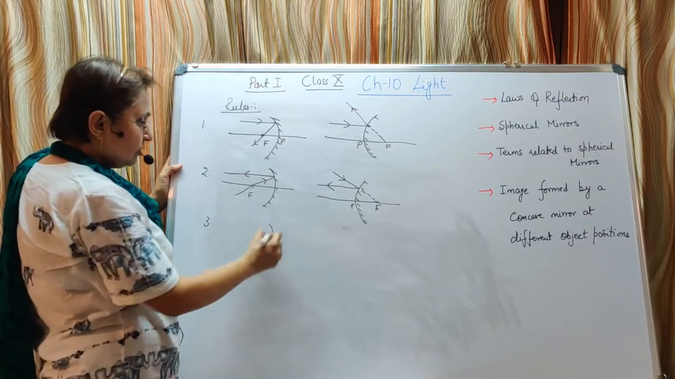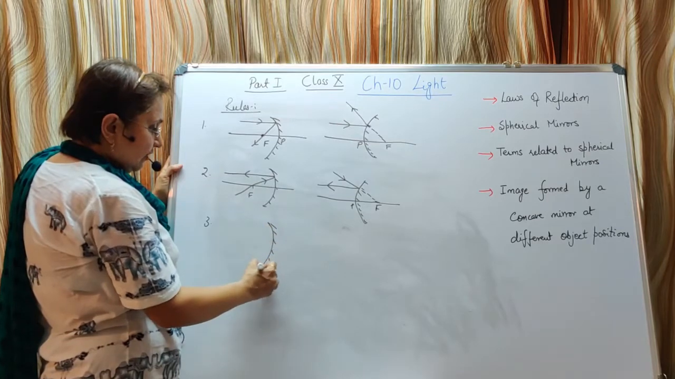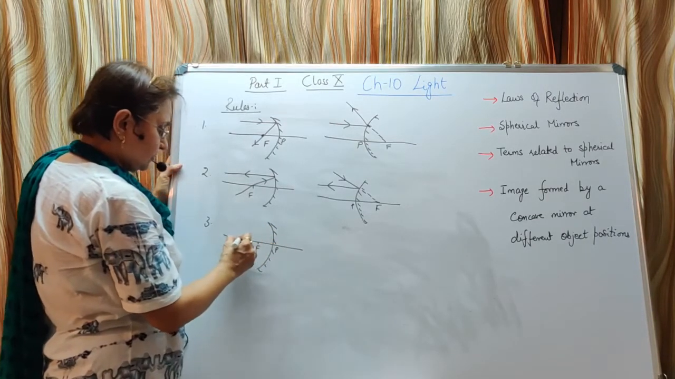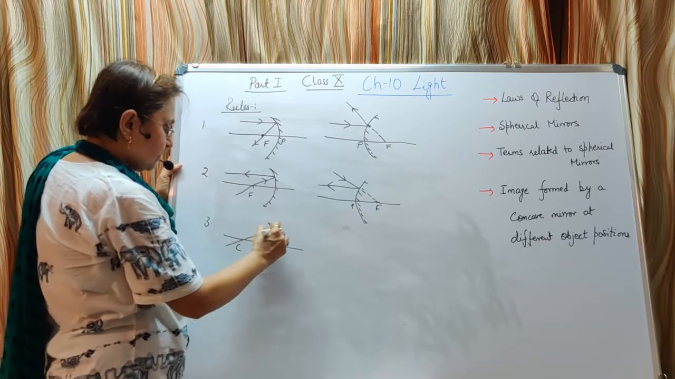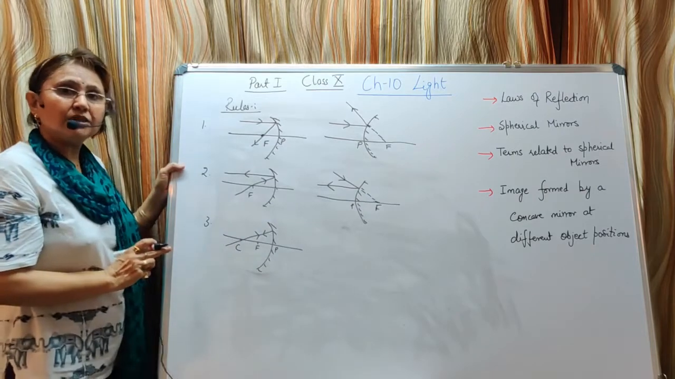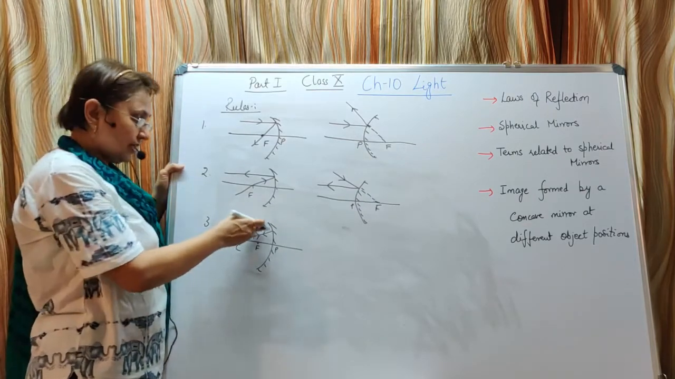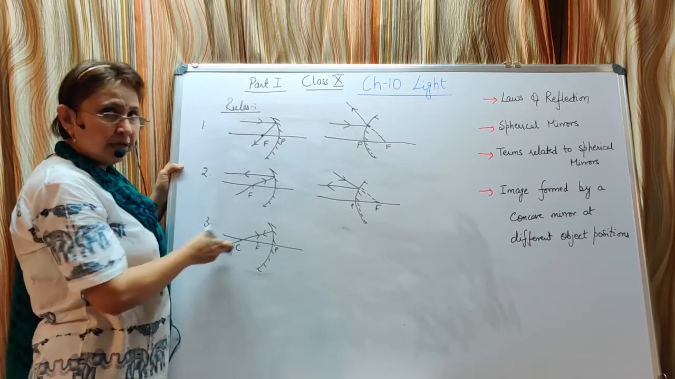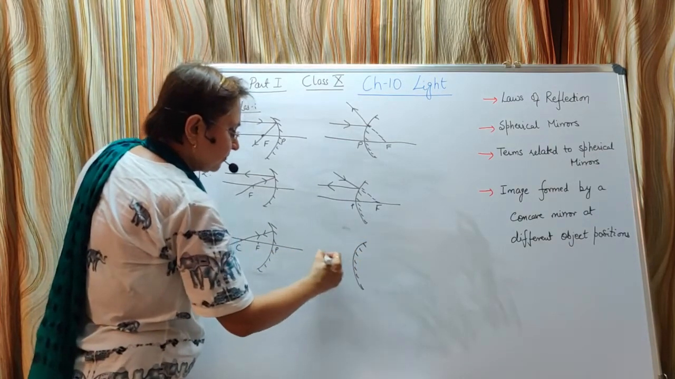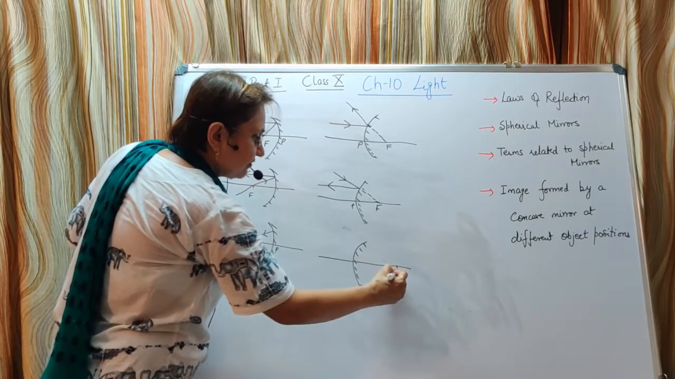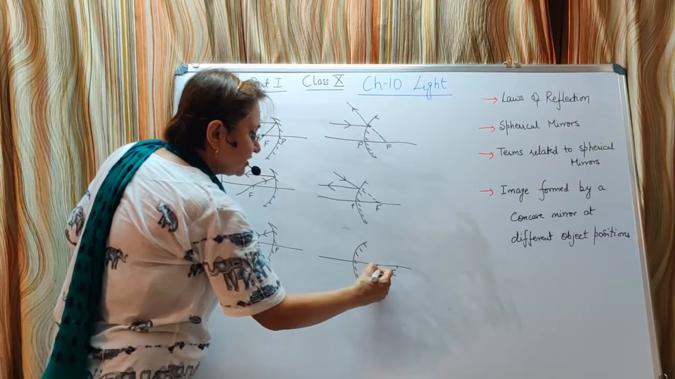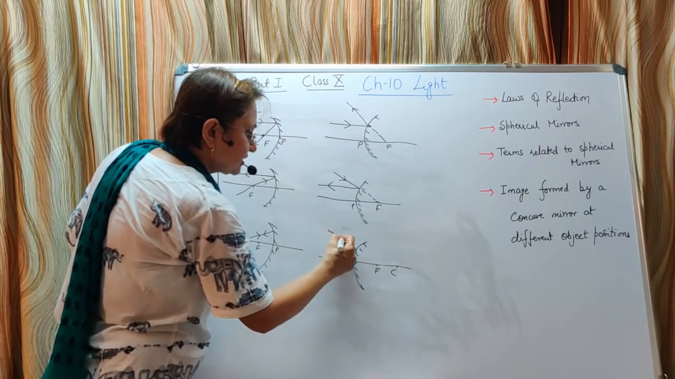Now, the third rule is, a ray of light which is passing through the center of curvature is reflected back along the same direction. That is, the incident ray is the same as the reflected ray. Whereas in case of a convex mirror, as the center of curvature is behind the mirror, a ray of light which is appearing to pass through the center of curvature.